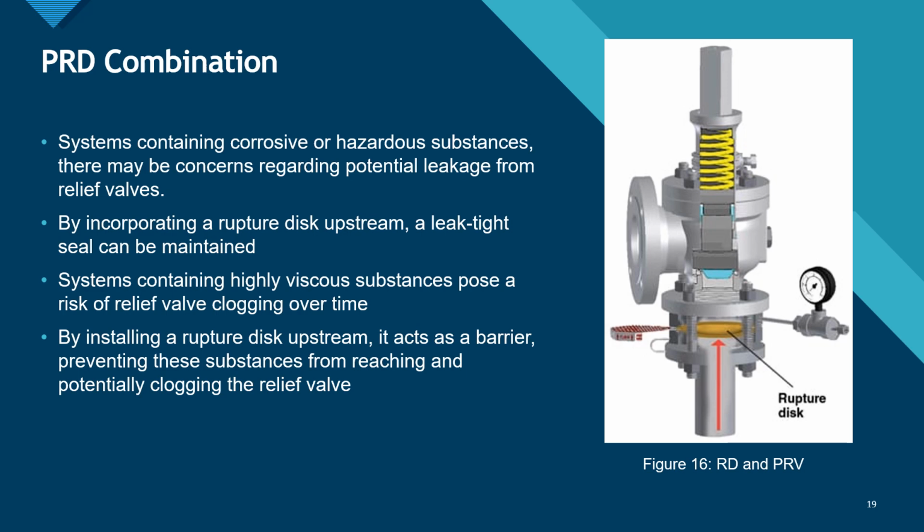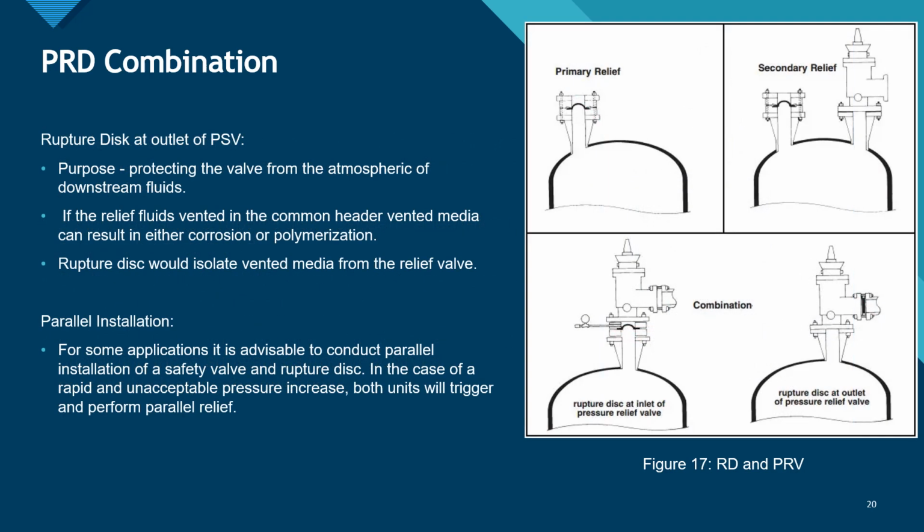With systems containing highly viscous substances, they pose a threat to relief valve clogging over time. By installing a rupture disc upstream, it acts as a barrier, preventing these substances from reaching and potentially clogging the relief valve. As you can see on this slide, we have a few more PRD combinations.